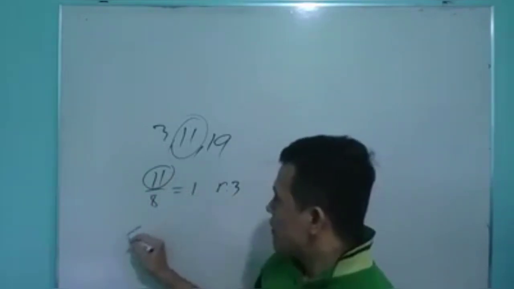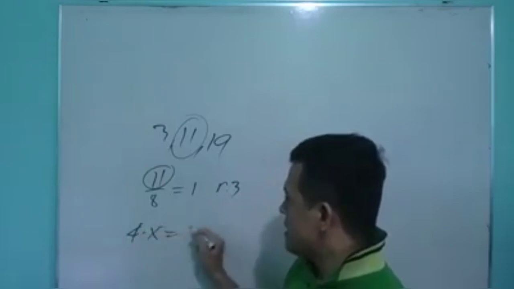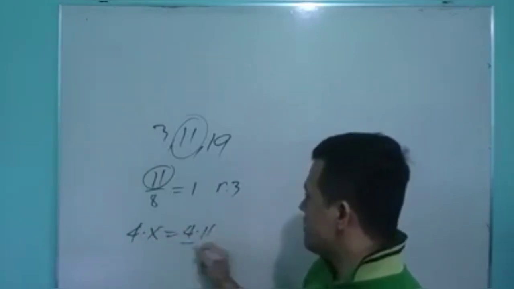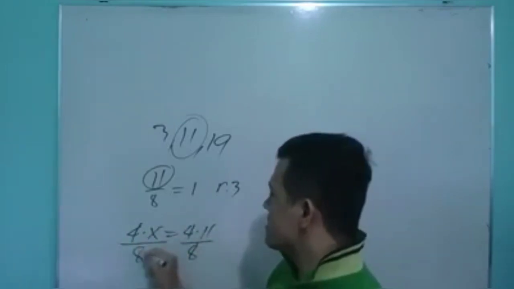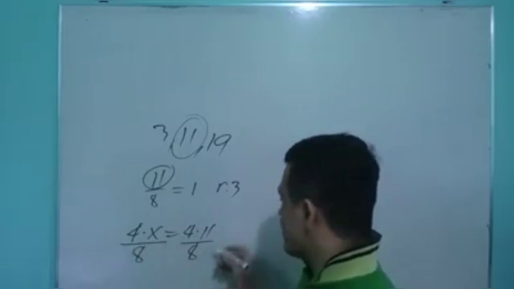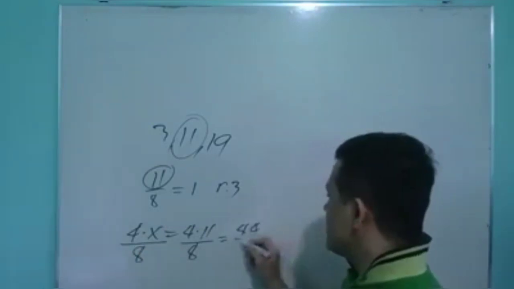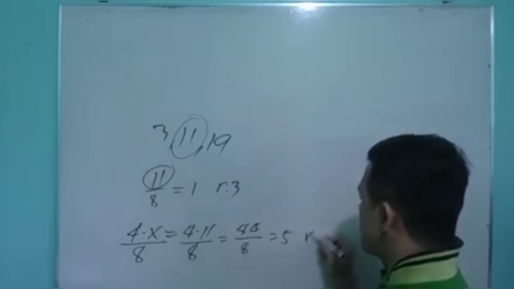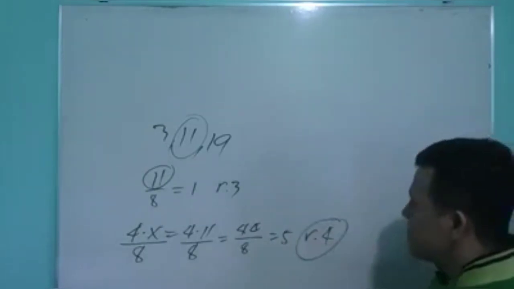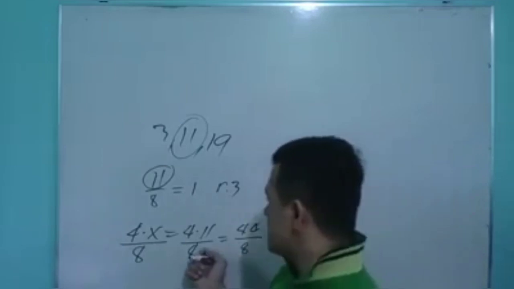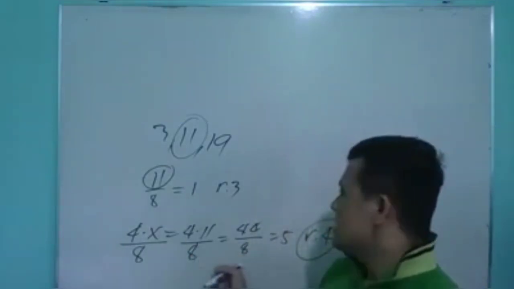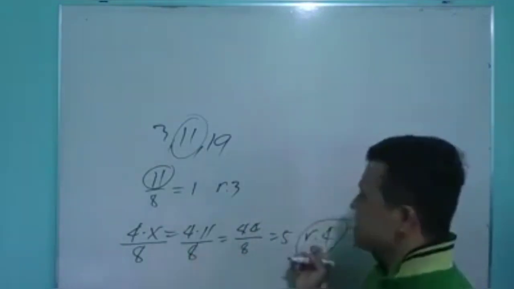Now, 4 times x means 4 times 11 divided by 8. When 4 times x is divided by 8, the remainder is how much? So this one is 44 divided by 8, that is 5 remainder 4. So when 4 times x is divided by 8, the remainder is always 4.